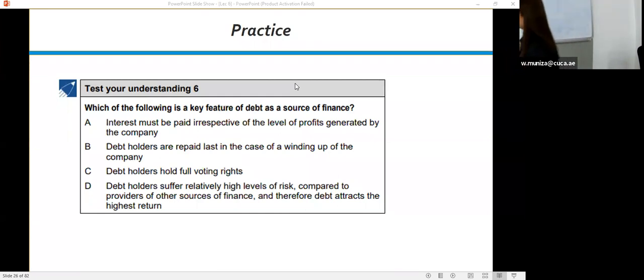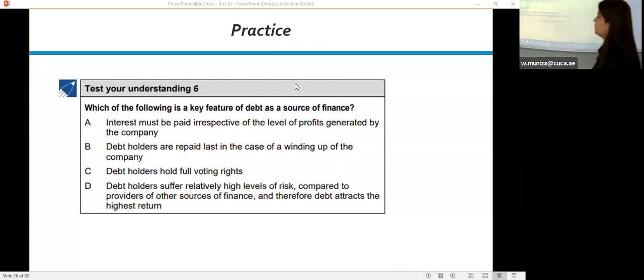Now, which of the following is a key feature of debt as a source of finance? Interest must be paid irrespective of the levels of profit generated by the company.